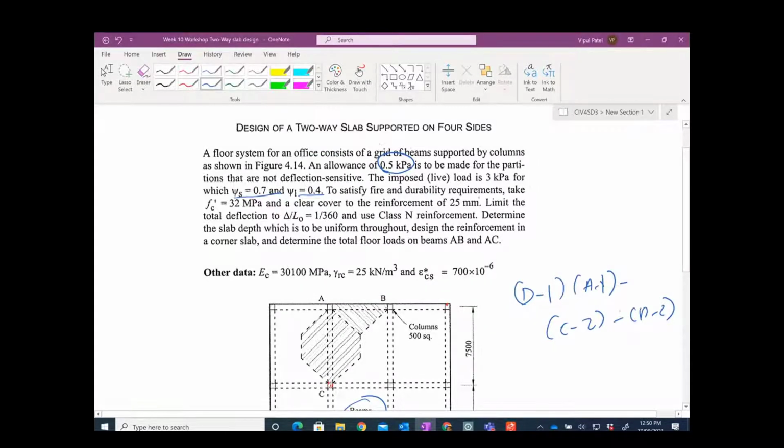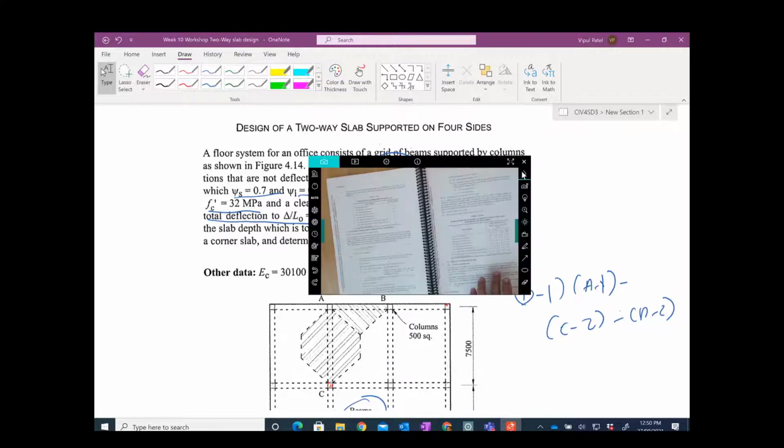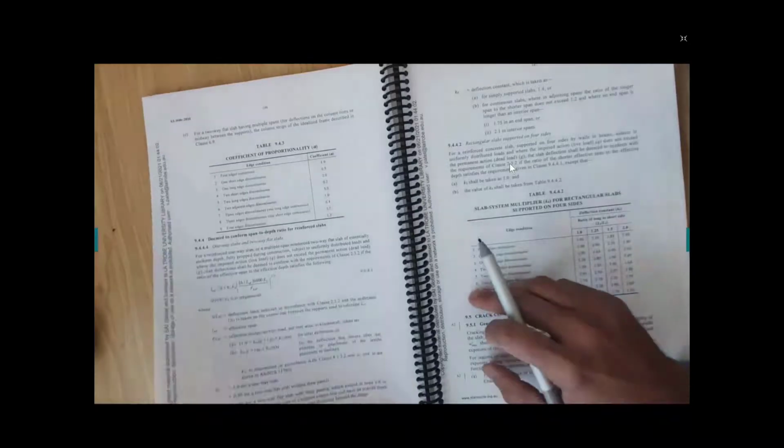To satisfy fire and durability requirements, take f'c as 32 megapascals. If you remember, we have durability and fire resistance in week number 2, I believe, where we took some examples of how to select different concrete compressive strengths. Clear cover is given as 25 millimeters. The limit to total deflection is span over 360. They have already given it to you, in case you want to take the reference for that.